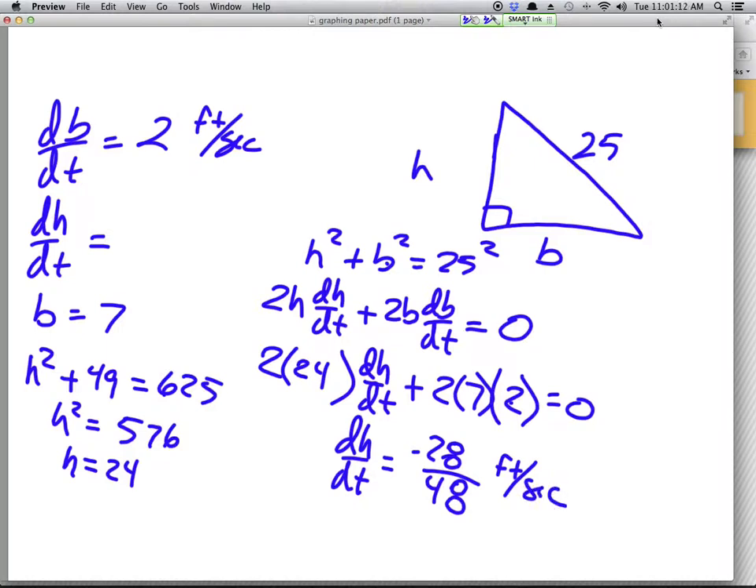What does that tell me? That the height is decreasing because dh over dt is negative. Excellent, that's what I want to hear. The height is decreasing because dh over dt is negative.